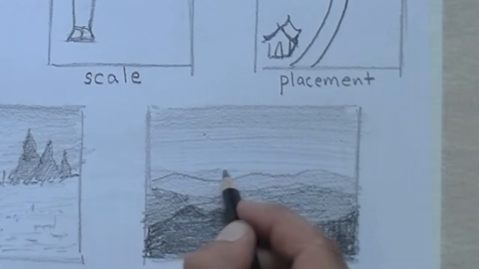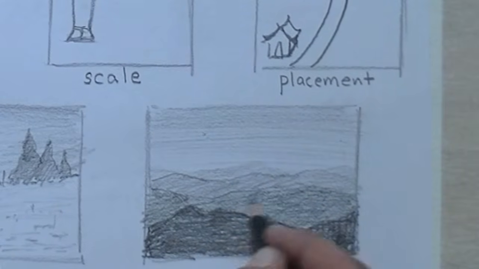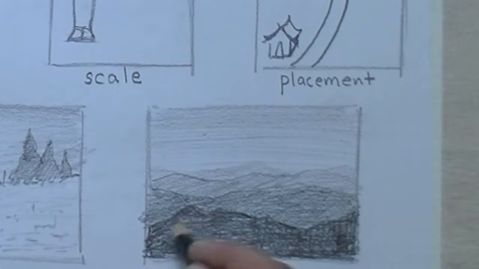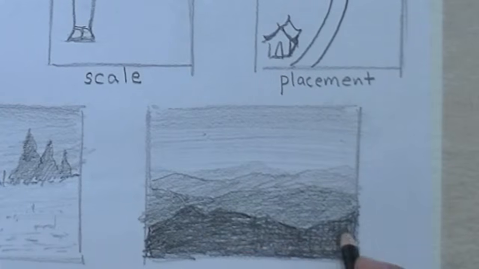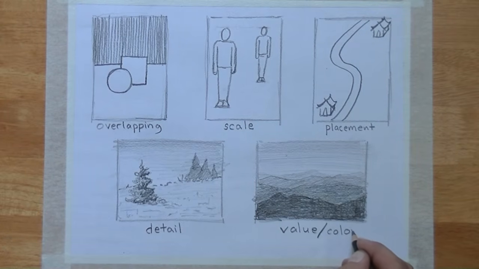And if we were drawing with a color pencil, the mountain range that's farthest away would also be the least colorful. It would be gray. Those in the middle more of a blue or blue-green, and then the closer mountain range green. This is called atmospheric perspective, and it specifically uses value and sometimes color to show distance.